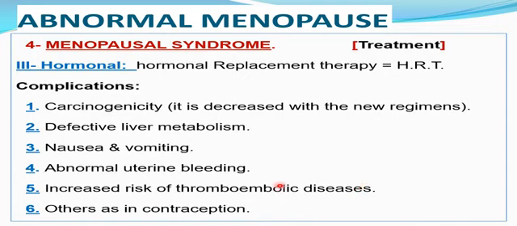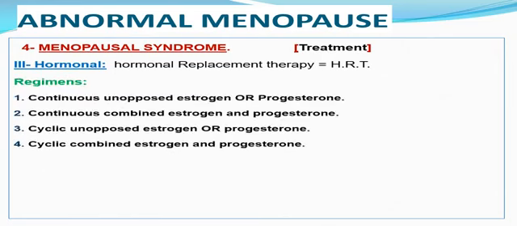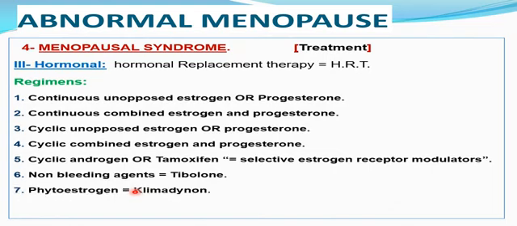and some complications like contraception. The main lines of hormone replacement therapy include continuous unopposed estrogen or progesterone, continuous combined estrogen and progesterone, cyclic unopposed estrogen or progesterone, cyclic combined estrogen and progesterone, cyclic androgen or tamoxifen, and non-bleeding agent like tibolone, and phytoestrogen like cimicifuga, and lastly gonadotropin releasing hormone analog but not used.